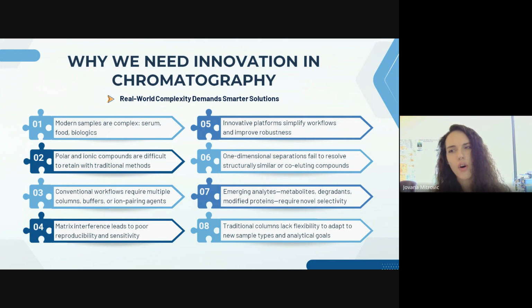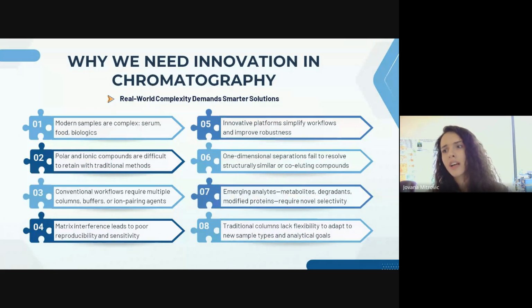Chromatography has always adapted to new challenges, but modern samples like serum, food extracts, and biological samples present unprecedented complexity. Polar and ionic compounds are very hard to retain with traditional methods. Conventional workflows often require multiple columns, strong buffers, or even ion pairing agents. And matrix interferences lead to poor reproducibility and reduced sensitivity.